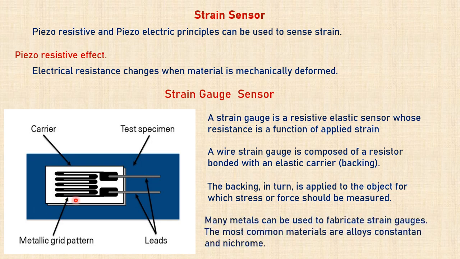Usually this metal grid what you see here, or the resistor, is made up of alloys like constantan and nichrome. Another important thing is that the resistor and the backing should be thermally coupled. In the sense, the thermal expansion of this resistor and this backing should be matching. So this is how a real-time strain gauge looks like. Now how do you sense strain with it?